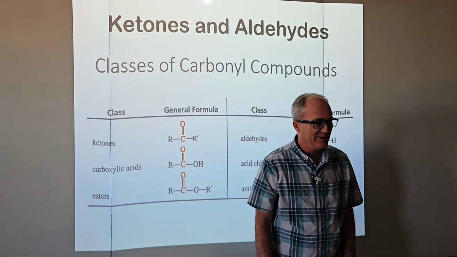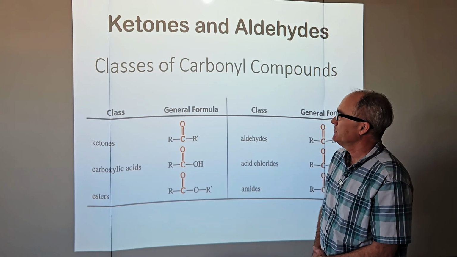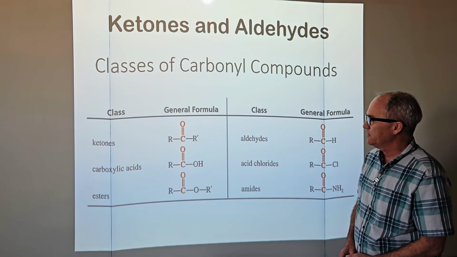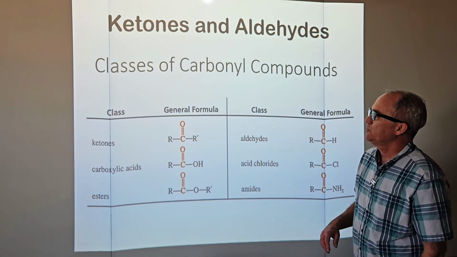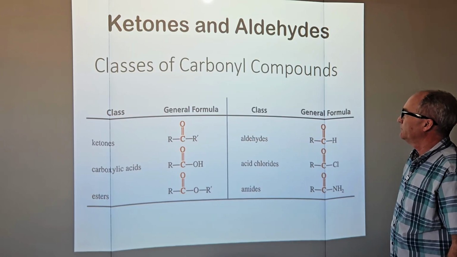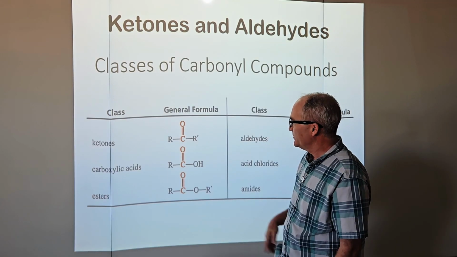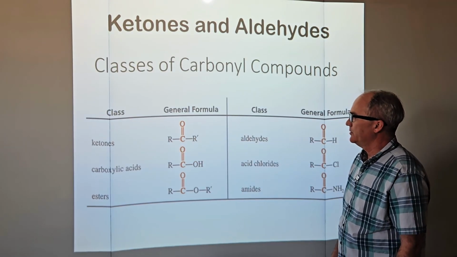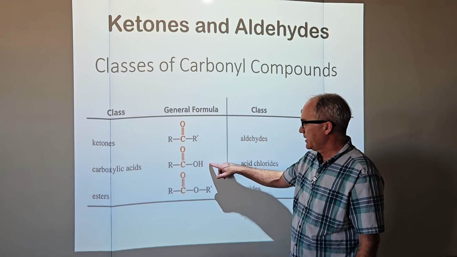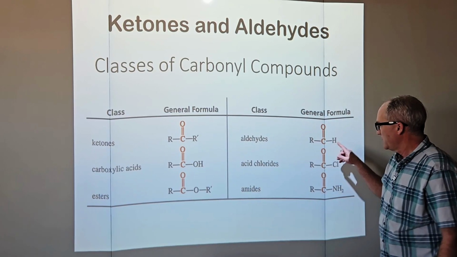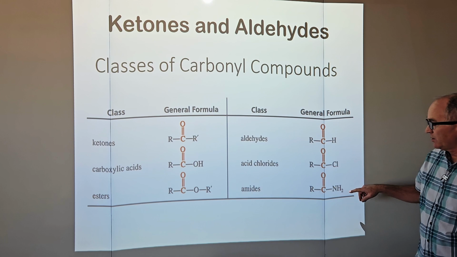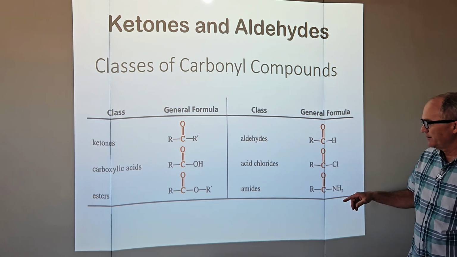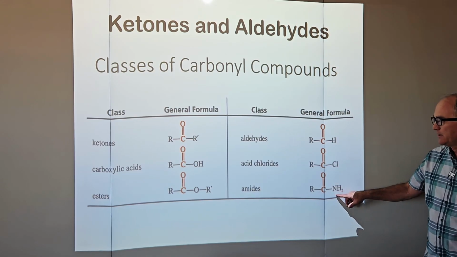Exciting times. Ketones and aldehydes, our next chapter. As I put these slides together, I noticed we've already learned a lot of these things, but there's plenty of new things. So carbonyl carbon, carbonyl, sometimes people say. What compounds have carbonyl carbon? Ketones, carboxylic acids, esters, aldehydes, acid chlorides, I'd say acid anhydrides, looks kind of like an ester maybe, and amides.